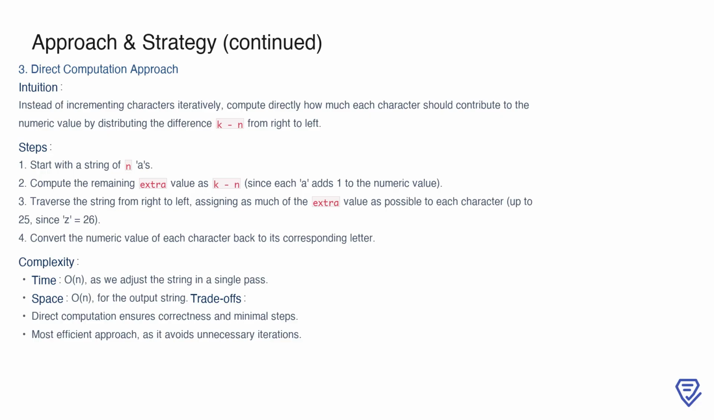Once the extra value is fully distributed, we convert the numeric values of the characters back into their corresponding letters, giving us the final string. This approach is both time and space efficient, with a complexity of O(n). It avoids iterative adjustments and guarantees correctness, making it the most efficient strategy for this problem.